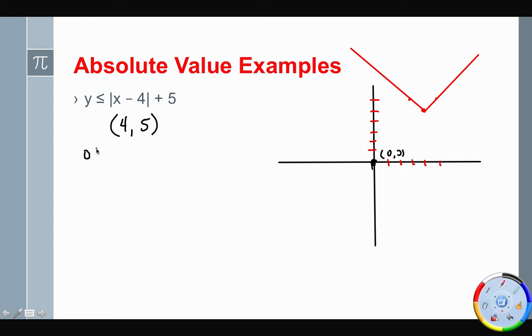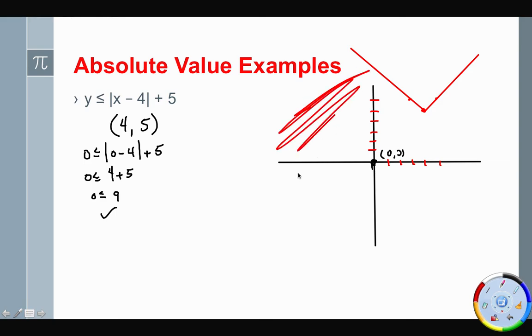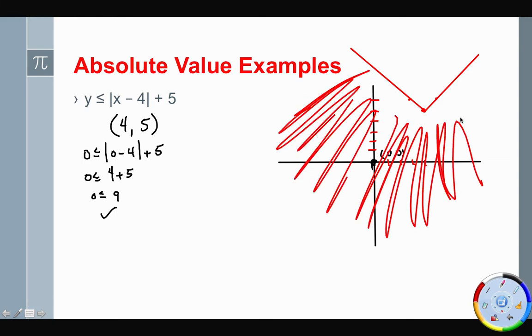So if I plug in 0 for y, 0 for x, I can then simplify here. I get 0 is less than or equal to the absolute value of 0 minus 4. 0 minus 4 is negative 4. The absolute value of that is 4 plus 5 is 9. So I get 0 is less than or equal to 9, and that's a true statement, which means we need to shade everything on the outside of the absolute value graph.